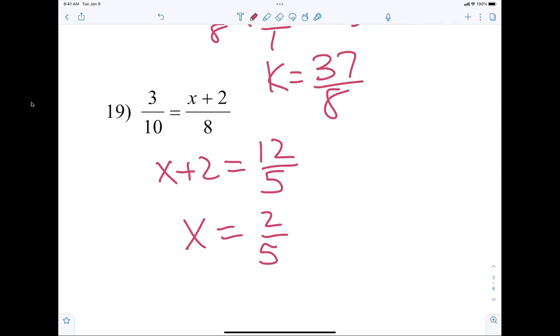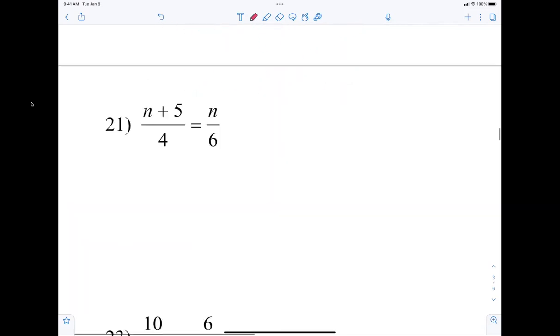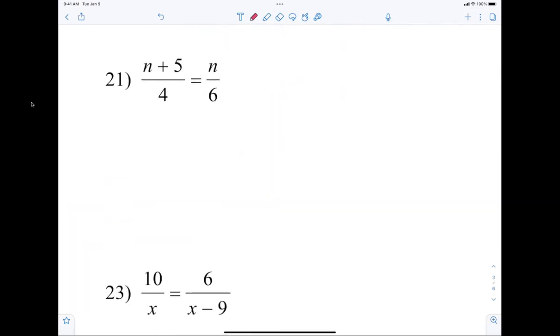All right, I'm feeling good about this. Is everybody good? All right, here we go. Now, this one is a little bit different because there are variables on both sides. So now it's just cross multiplying. We're going to say 4n equals 6n plus 30. Does everybody agree with that? Go ahead and do the distributive property. These are a little bit more complicated. Does everybody agree with me?